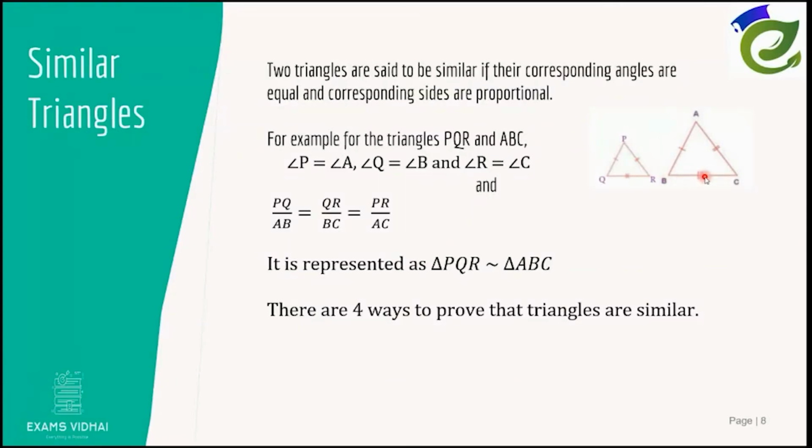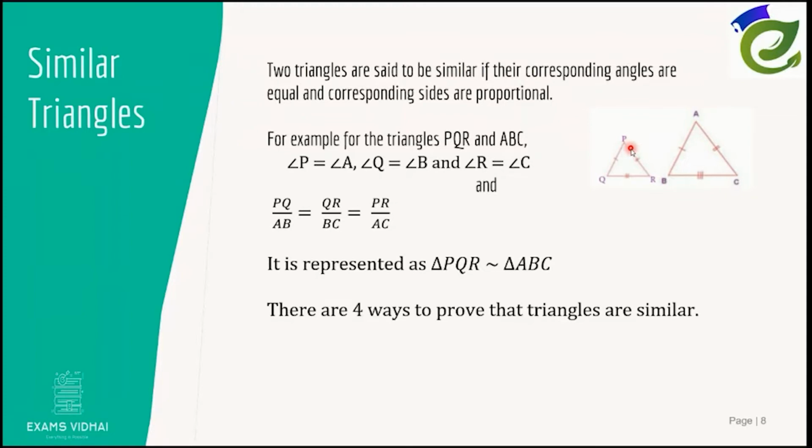Moving on to similar triangles. This is another concept: when do we call two triangles similar? Similar means that they are proportionate. If you double all the sides, you may get this triangle, or if you triple or scale up, you will get another triangle. So if two triangles are similar, then their corresponding angles are equal.